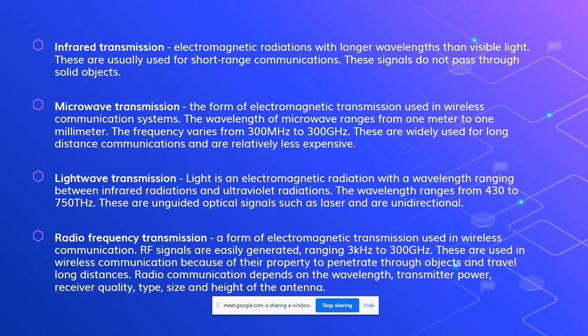So let us go to microwave transmission. The form of electromagnetic transmission used in wireless communication systems. The wavelength of microwave ranges from 1 meter to 1 millimeter. The frequency varies from 300 megahertz to 300 gigahertz. These are widely used for long-distance communication and are relatively less expensive.